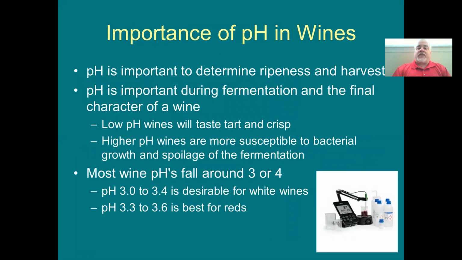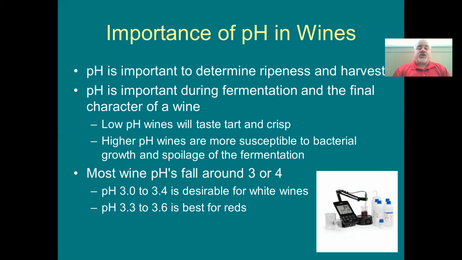What about pH in wines? pH is important to determine the ripeness and make harvest estimates. pH is important during fermentation, and it's important for the final character, the mouthfeel and taste and other characteristics of the wine. The lower the pH, the more acid a wine is, the more tart or sour it will taste, and we also call that crispness. The tartness gives a crisp feel in the mouth. Higher wine pHs are more susceptible to bacterial growth and spoilage during fermentation, so that can be a problem.